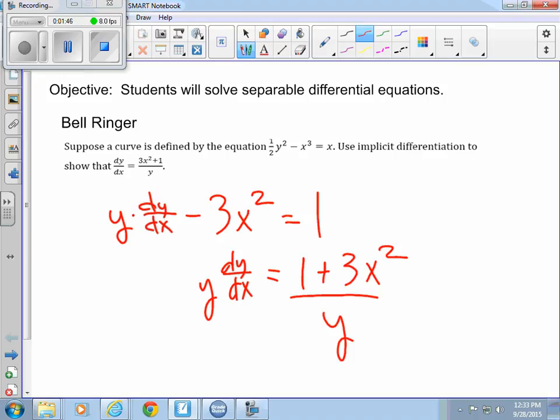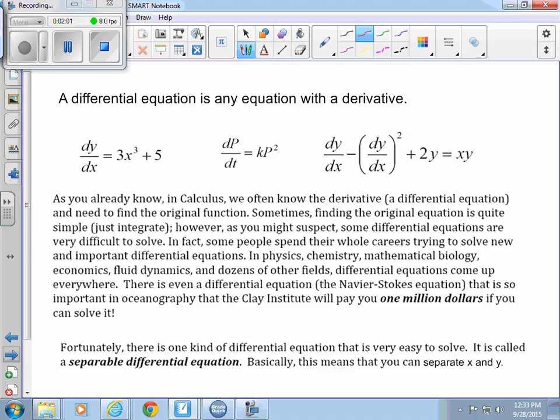Today we're going to learn how to go backwards. We're going to have the derivative and learn how to find the original equation. So that's going to be differential equations. Today we're going to learn about differential equations.